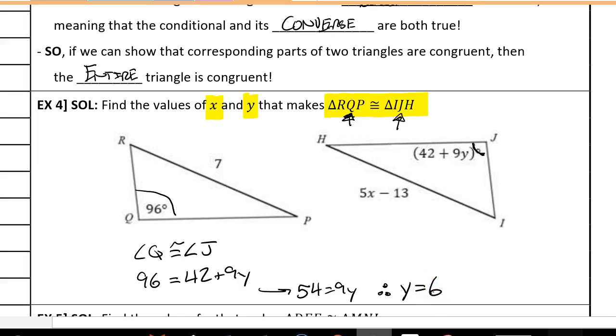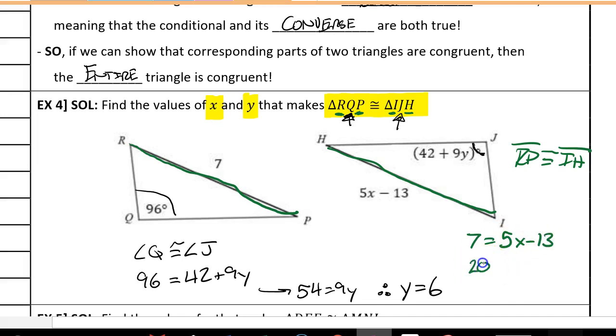Now, same idea. We can go ahead and figure out side lengths. I see that RP has a value of 7. I know that is congruent to side length IH in my second triangle, based on the congruency statement. So I can set up the equation 7 is equal to 5x minus 13. Adding 13 to both sides gives me 20 equals 5x. So therefore, x is equal to 4.